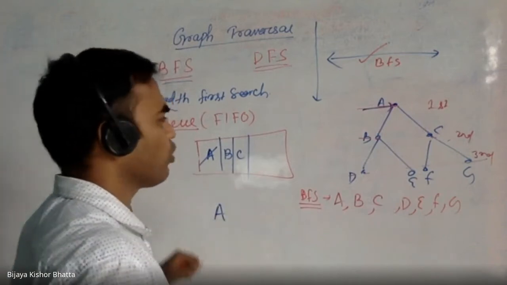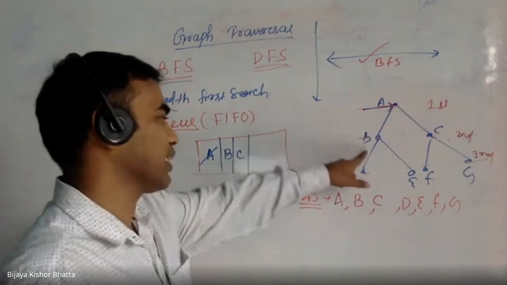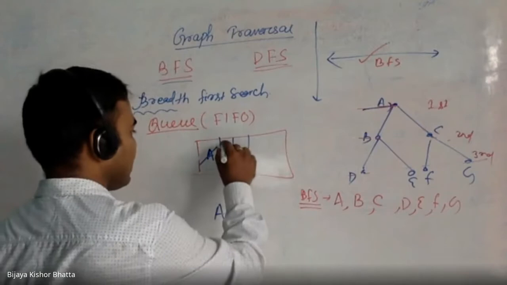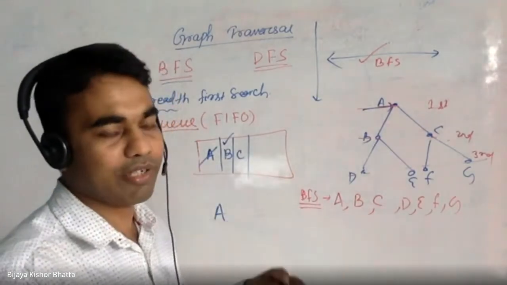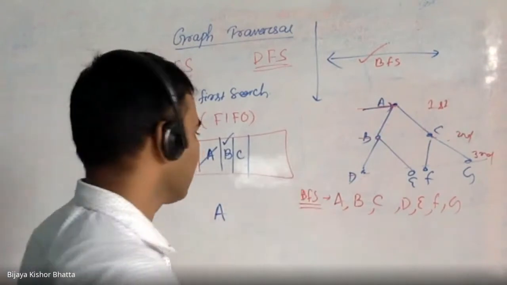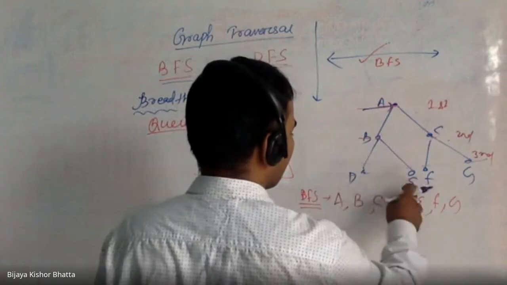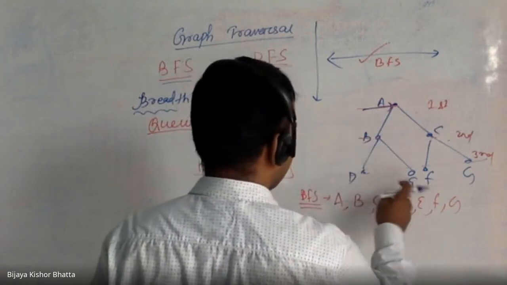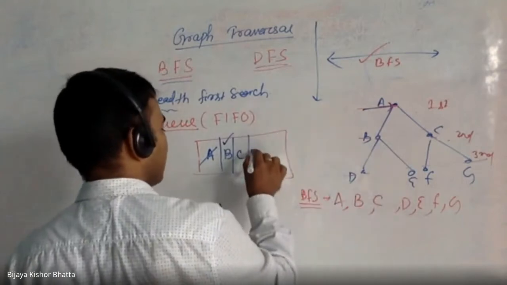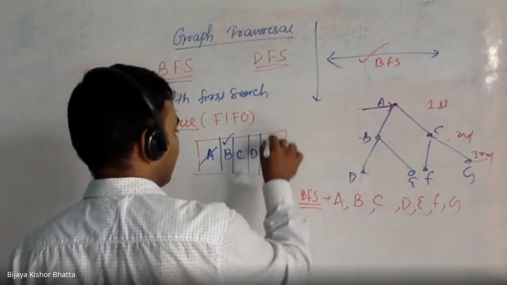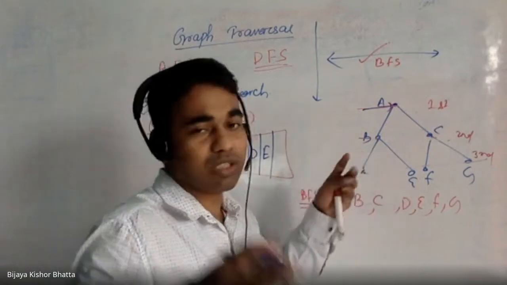Now which one will I take? I'll take again from the beginning. Who came first? B came first, so that's why I'll take B. I will repeat the same process. What does that mean? Who all are neighbors of B? D and F are neighbors of B. I will again insert those elements into this queue. Once you have got the neighbors of B, B does not need to do anything.